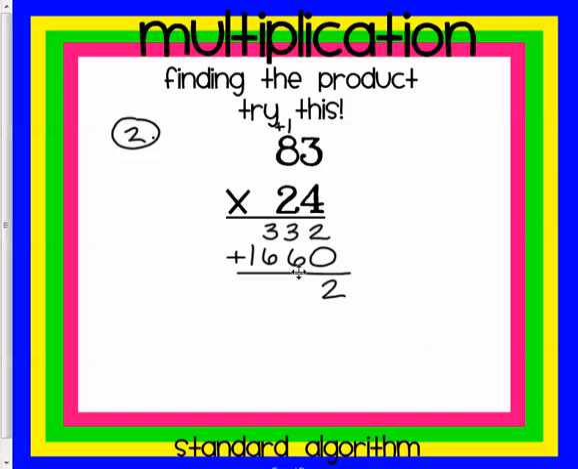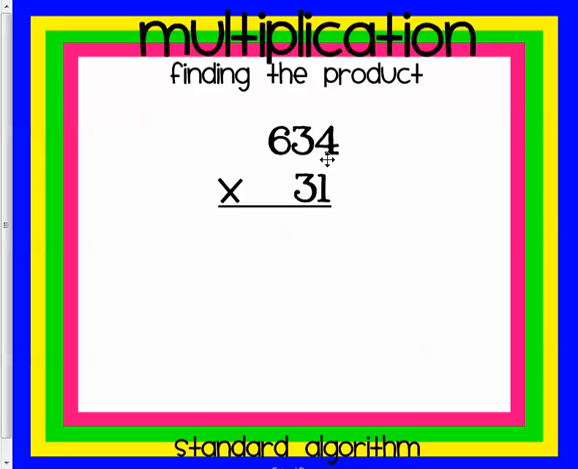We get 2 here, 9, 9, so 1,992. What do we do if we have hundreds? Same thing. We're just going to have a couple more steps.